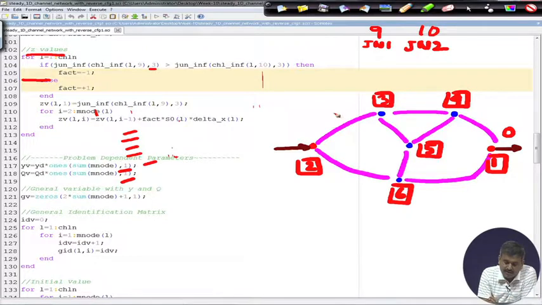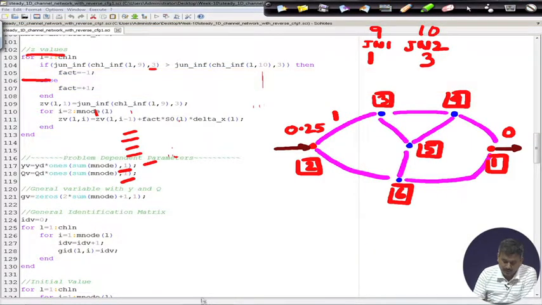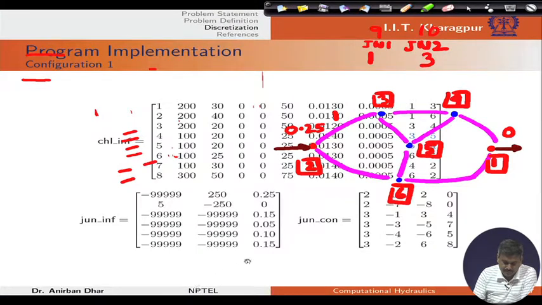Now, let us say that my channel is 1. For 1, if I take this channel information L9, I will get 1, in this case I will get 3. That means junction information 1, 3, what is the elevation? This was having a value of 0.25.